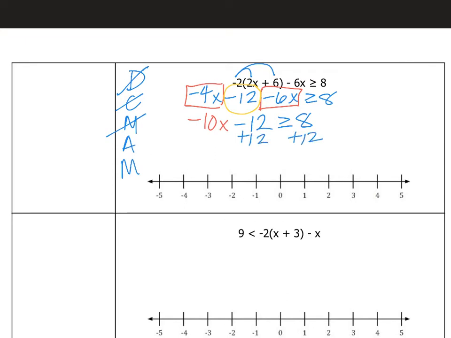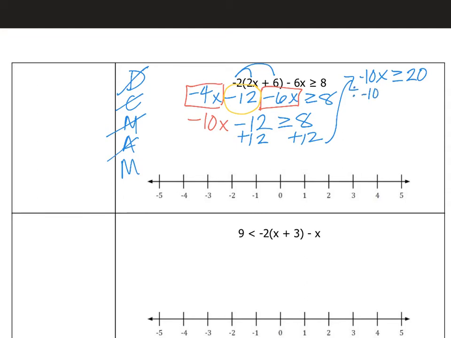And when we do that, I'm going to write it up here just so we have room. When we do that, we get -10x is greater than or equal to 20. Okay, guys, I have one more step, and that is to either multiply or divide because I want x. I don't want -10x. So I need to divide by a negative.